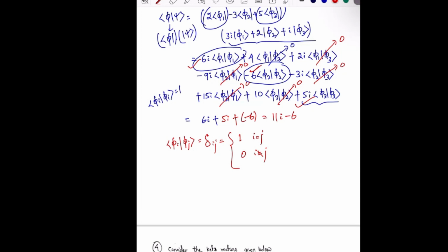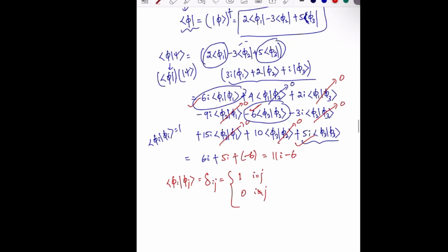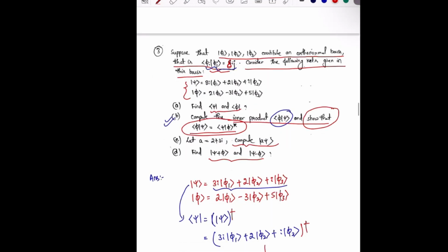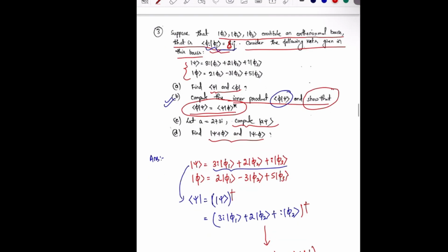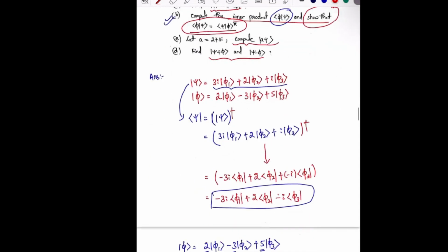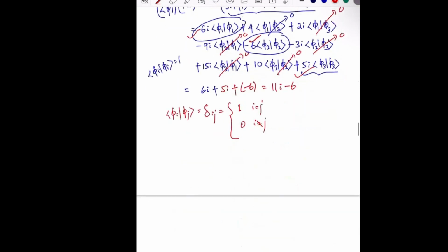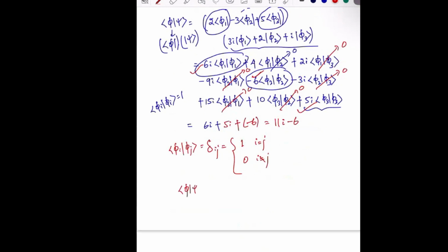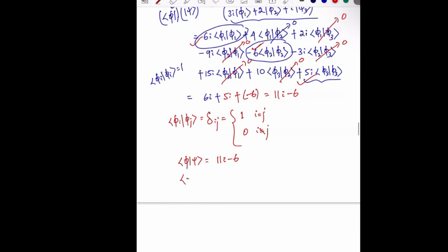So this one is done. Now let's go to the next part. It is asking that this property is satisfied. This is one of the properties I have shown you, one of the scalar product properties. Now it is asking to check whether this property is satisfied for this case or not. For that, we have the inner product of psi and phi, which is 11i minus 6. So we want to find out the inner product of phi and psi.